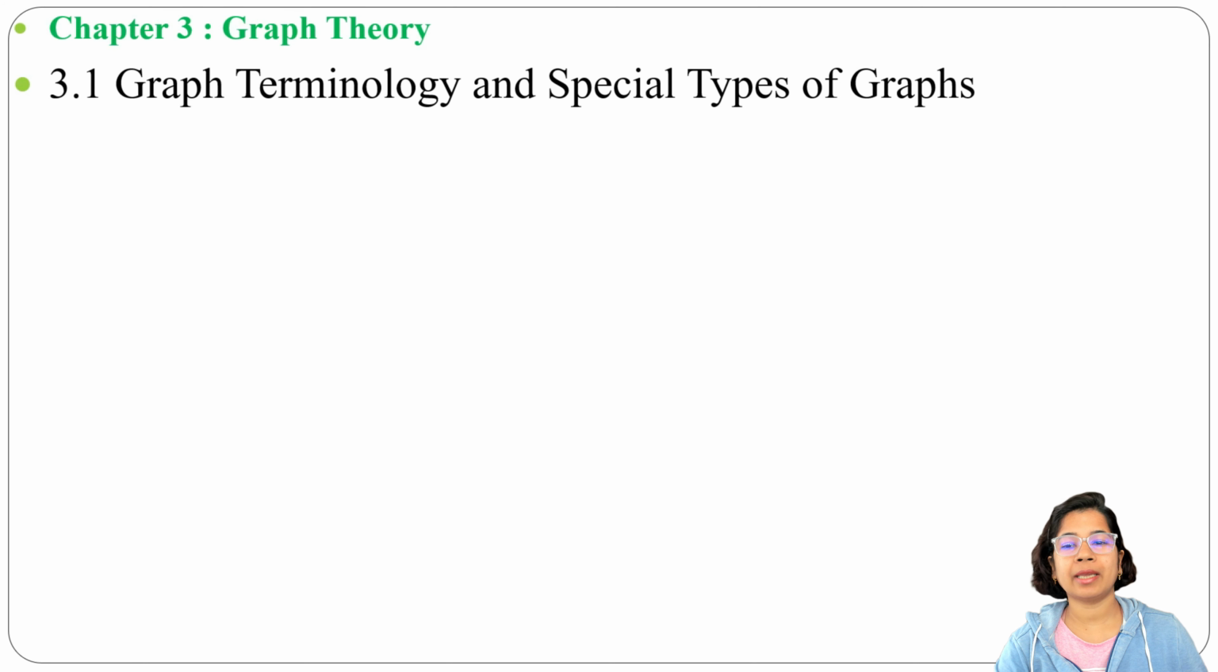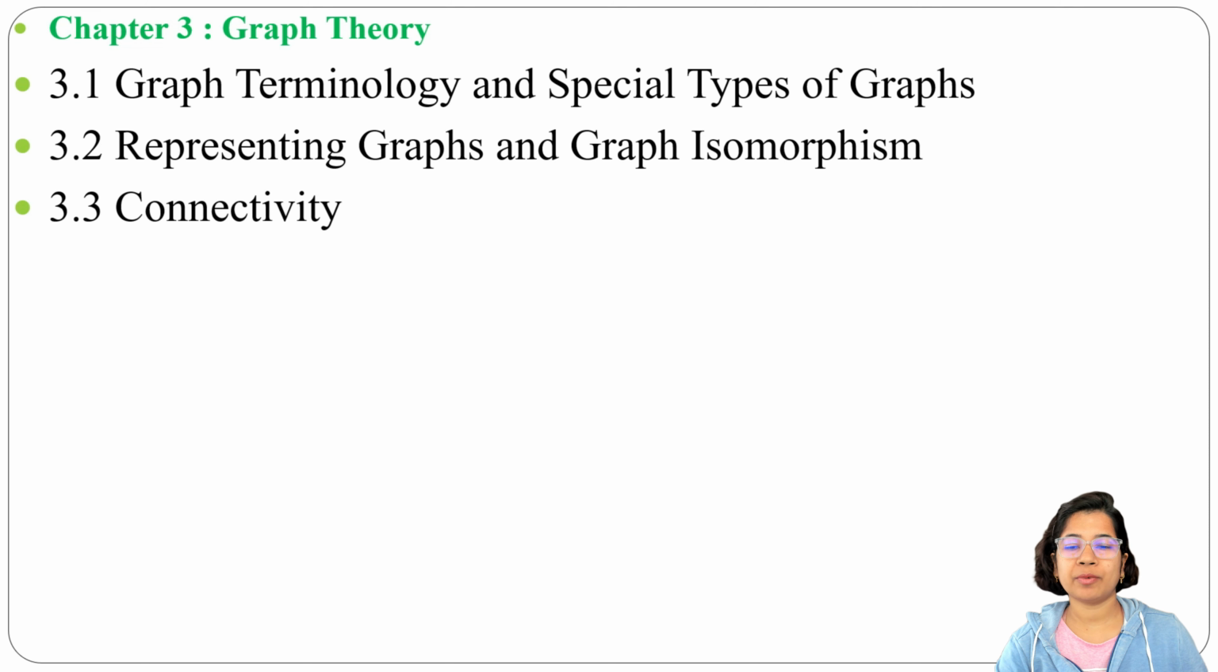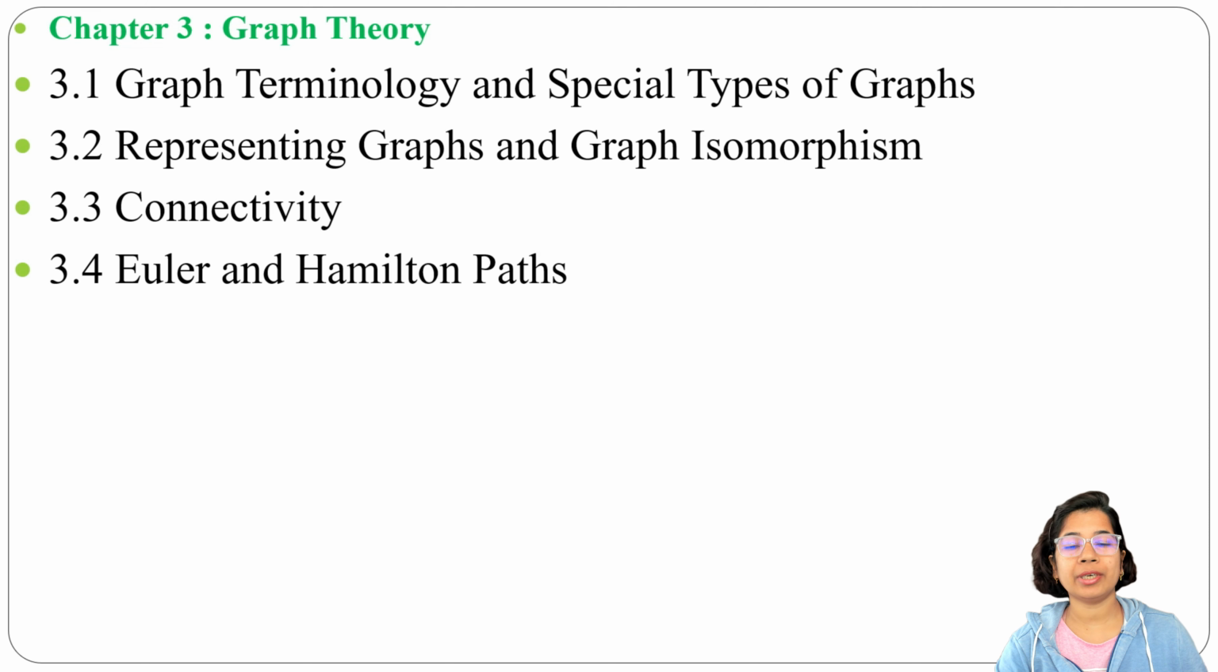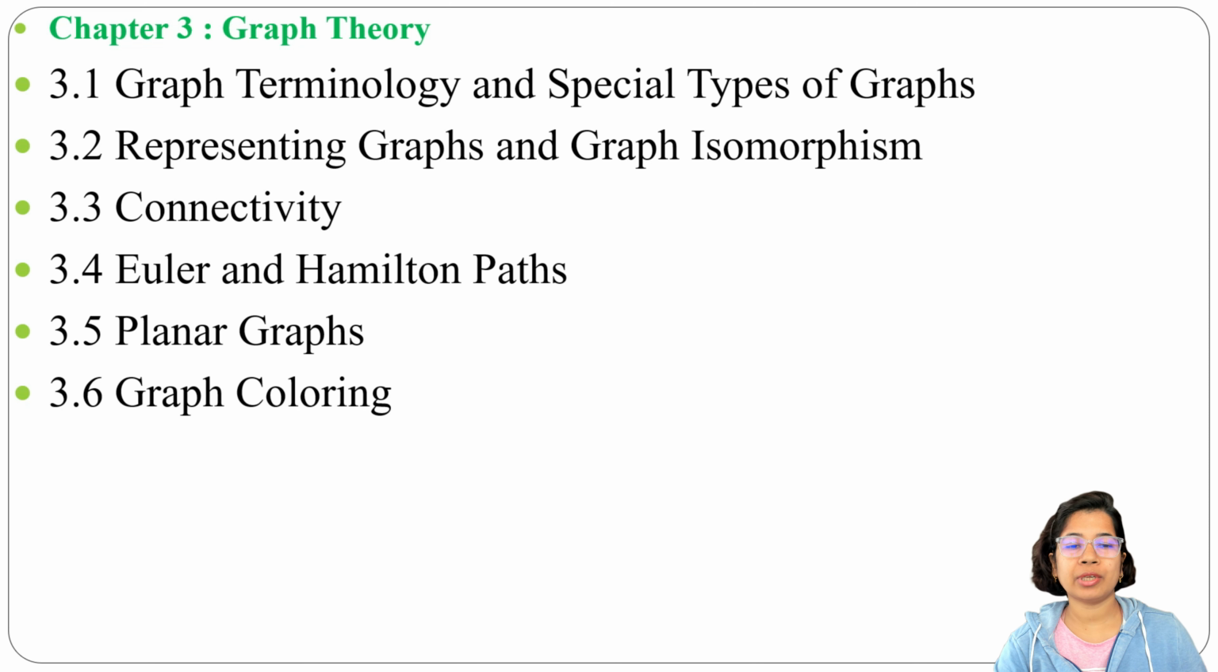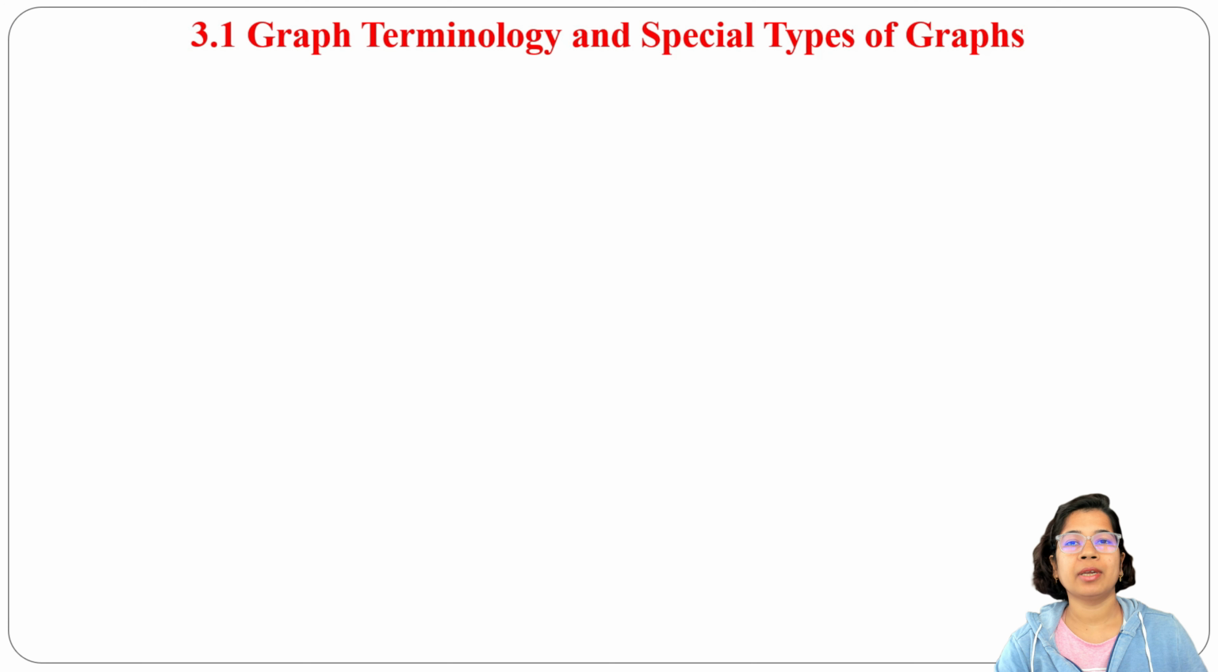I divided graph theory into some subtopics like graph terminology and special types of graphs, representing graphs and graph isomorphism, connectivity, Euler and Hamilton path, planar graph and graph coloring. So we'll start with graph terminology and special types of graph. First, what is a graph? A graph is a collection of vertices and edges. Vertices we can also say as nodes.